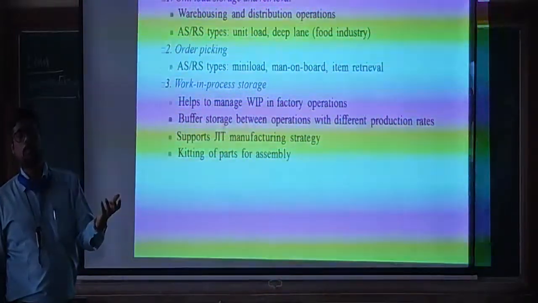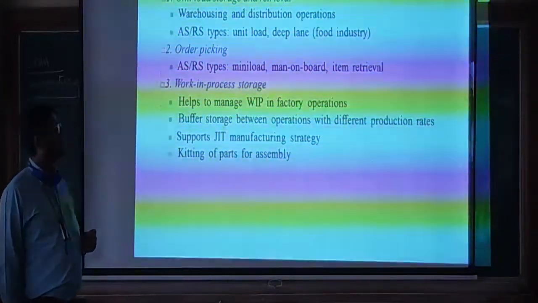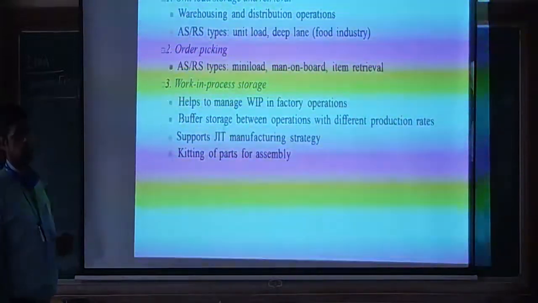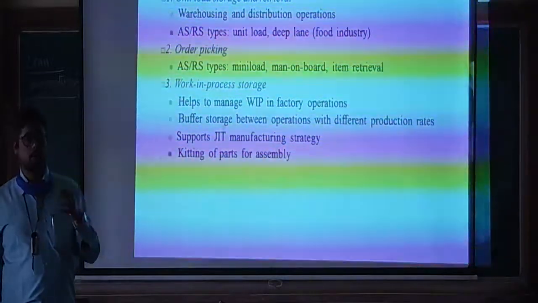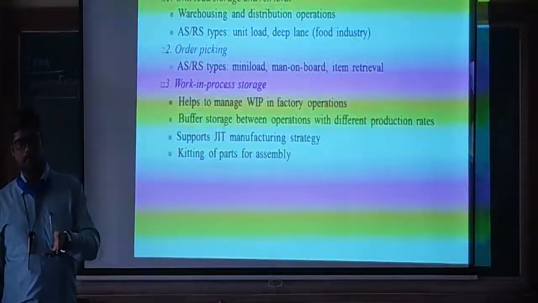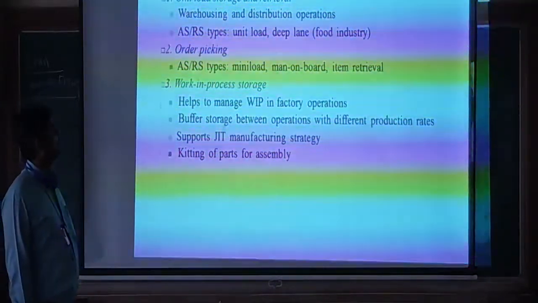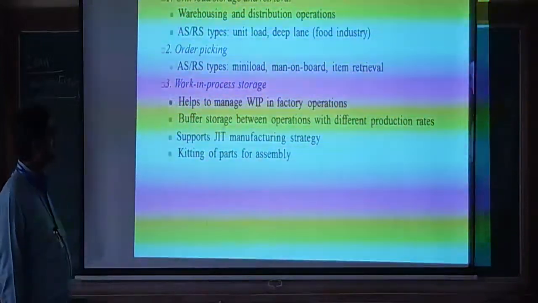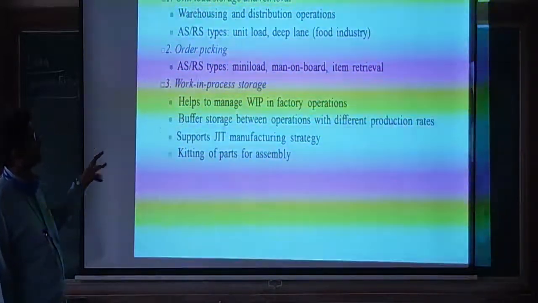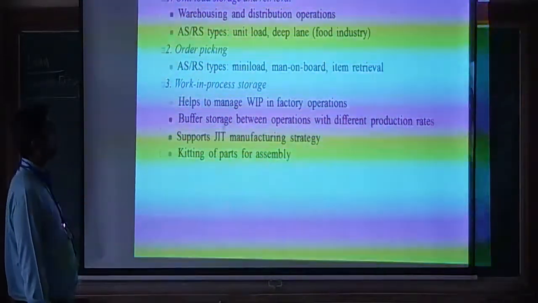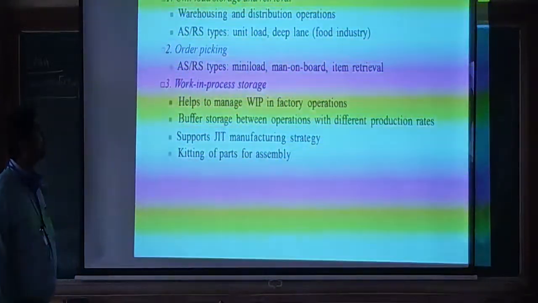We store the parts and retrieve the parts, so dedicated warehouses are required. Then there is distribution, where we distribute those parts to different departments, like the assembly line. These unit load storages, the unit load and deep lane ASRS types, we can usually also see in the food industry.